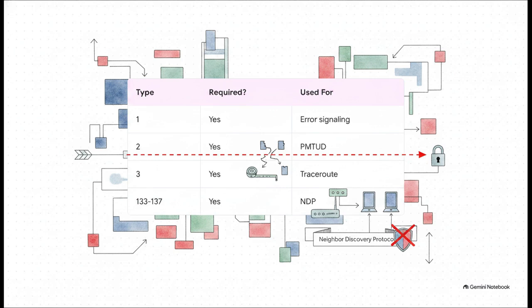Type 2 is critical for PMTU discovery, like we just talked about. Types 133 through 137, those are completely vital for the Neighbor Discovery Protocol. Without them, your hosts can't find routers, and they can't resolve addresses. You absolutely must explicitly permit these through your access control lists.